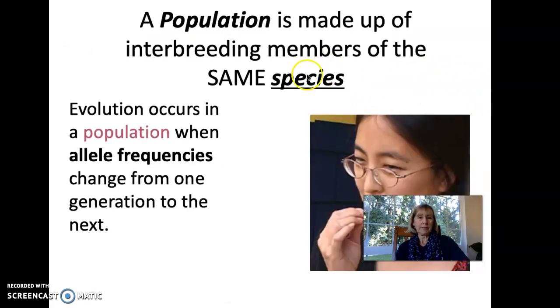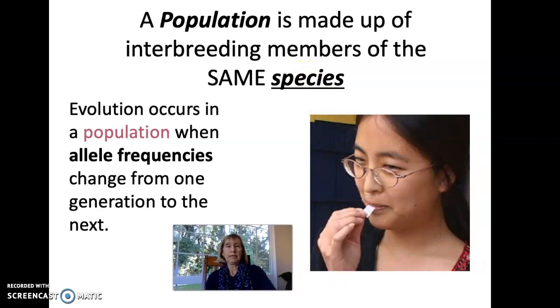To define a population, we're going to say the population is made up of interbreeding members of the same species, and evolution occurs in a population when allele frequencies change from one generation to the next. So there's the allele frequency thing again.